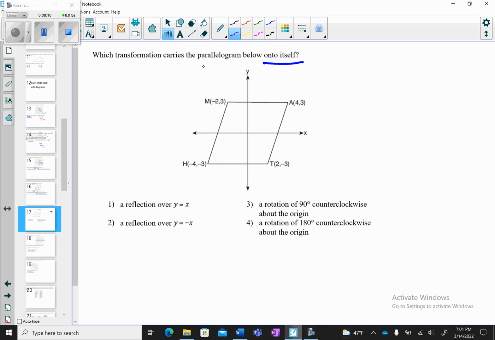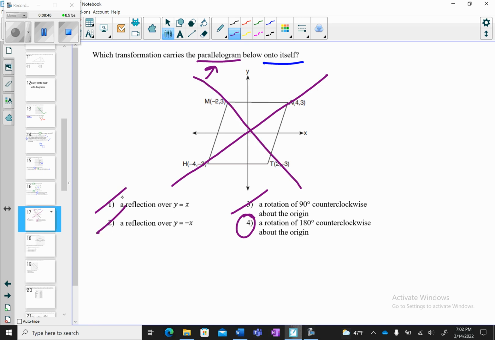Now remember, this is a parallelogram, so the sides are not congruent, only the opposite sides are congruent. So that means the answer is going to be choice 4. If I've rotated 180 degrees, if I take my piece of paper and turn it twice, it's going to look exactly the same as when you started. 90 degrees, if I turn it once, it's not going to look the same. If I reflect it over y equals x, which is right here, it's not going to be the same. And if I reflect it over y equals negative x, that won't be the same either. So turning it 180 degrees about the origin is going to have it look exactly the same as when it started.